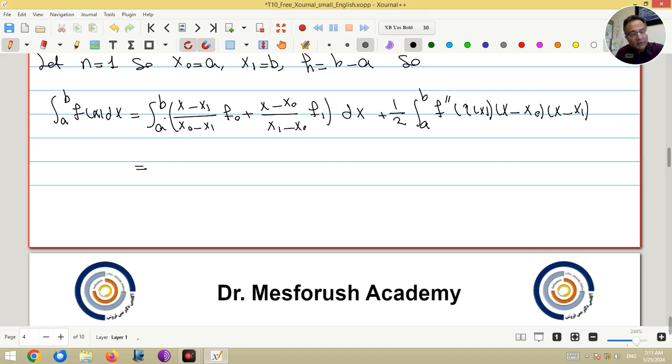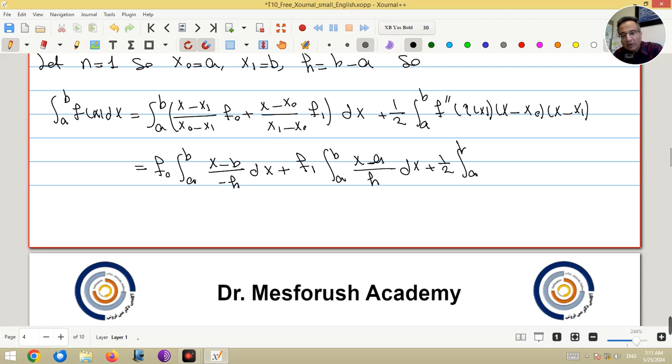Let me consider f0 come out, integral from a to b of x minus x1, it's x minus b over x0 minus x1, which is minus h, dx, plus f1 integral from a to b of x minus a over h, dx, plus half integral from a to b of f double prime eta of x times x minus a times x minus b. Right? Now let me first compute this term.